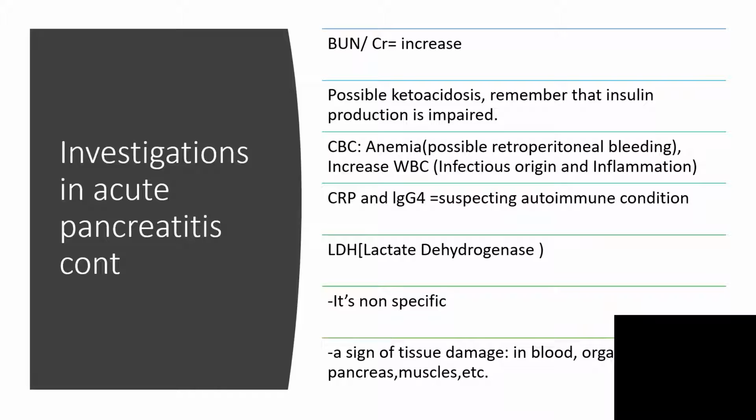When we do a complete blood count, we may find anemia because of possible retroperitoneal bleeding. The increase in white blood cells that we may find is likely going to be as a result of inflammation or infectious origin. The other time I've talked about Legionella, fungi, mumps, and so on and so forth. And when we assay C-reactive protein and IgG4, that is expected if we are suspecting an autoimmune condition.